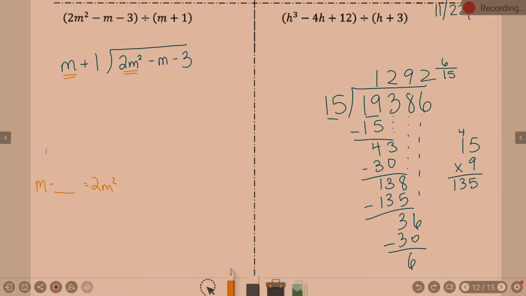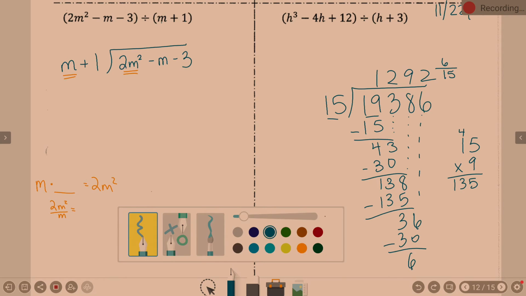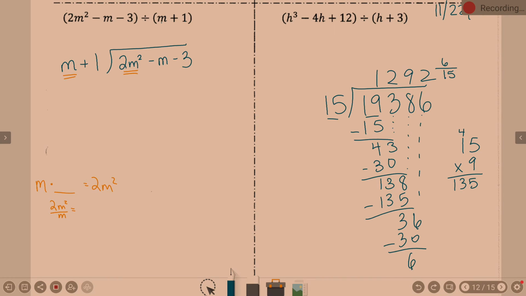And if you're not sure, then what you need to do is 2m squared divided by m. If you hit one and you're like, I don't know, I just don't know, then you're dividing them. So, I agree. M times 2m is 2m squared. Because 1 times 2 is 2, m times m is m squared. Now, where do I put that 2m? Above the 2. It's going to go above my answer.